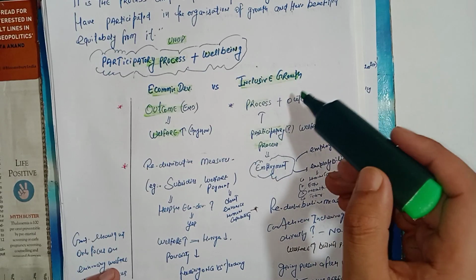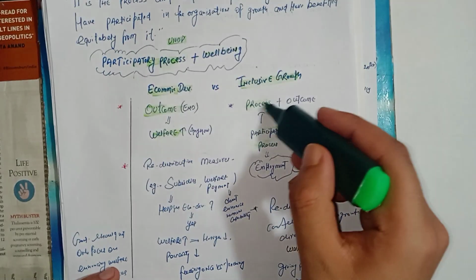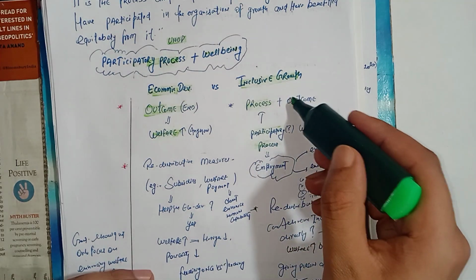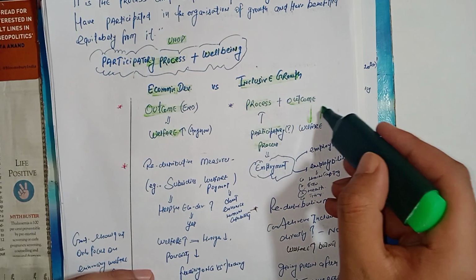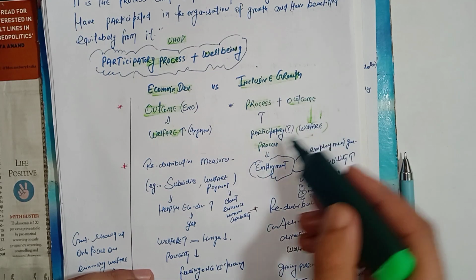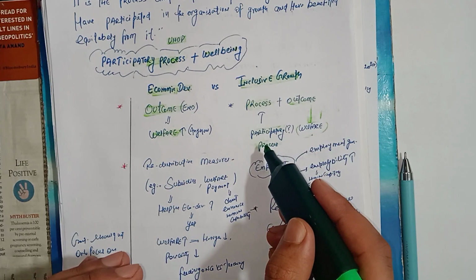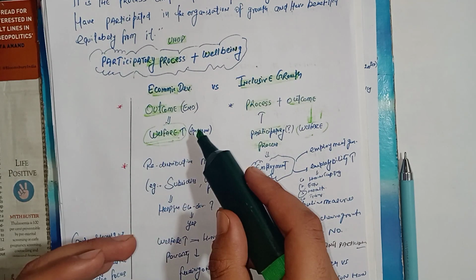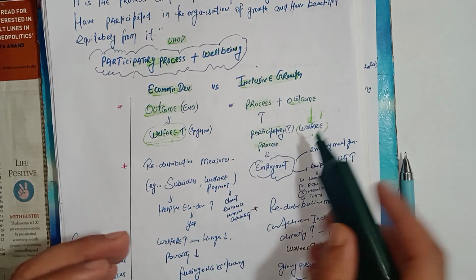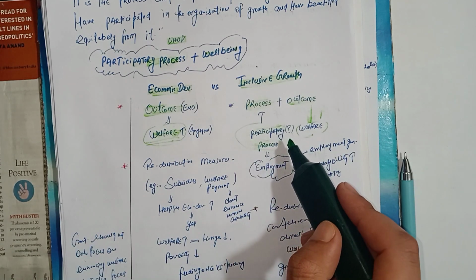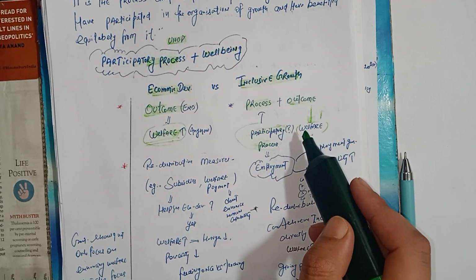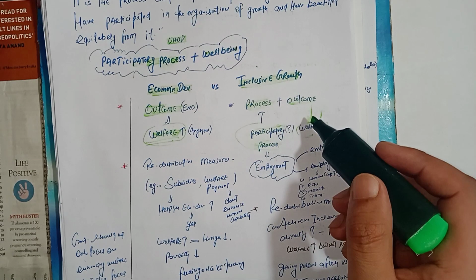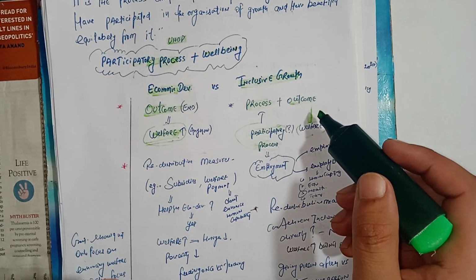But in inclusive growth, it is a process. In this process, there is participation of all people, and the outcome is welfare. So welfare should be achieved with the help of this participatory process. In economic development, welfare should be achieved anyhow, whether or not you are including people. But here you have to include all the people, and welfare for all of them should be ensured. So they should get equal benefit from the process.